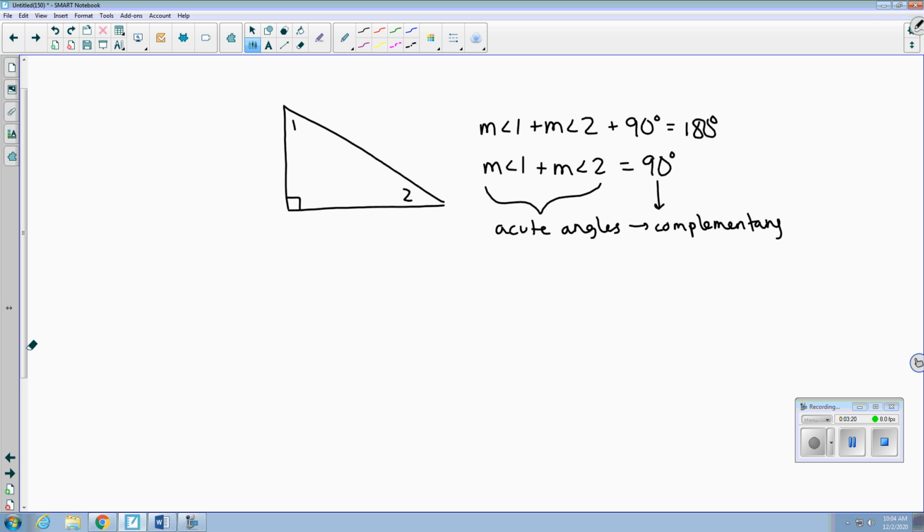So just knowing that the sum of the interior angles of a triangle add up to 180, we just now brought in a new case, or a new fact that we are now aware of, that the acute angles of a right triangle are complementary.